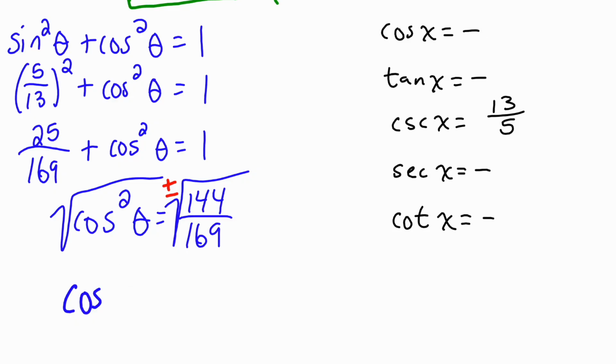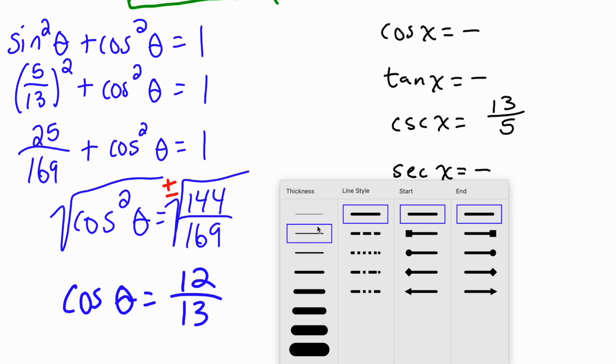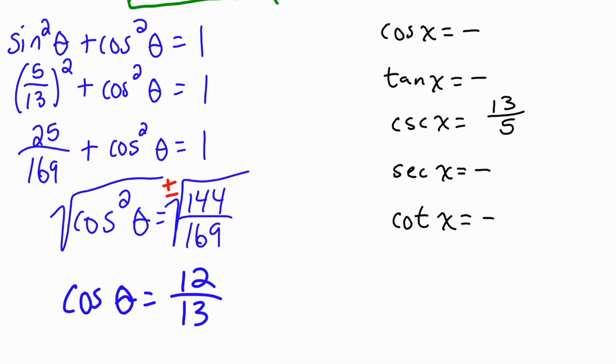I already did my square root, so cosine theta is equal to square root of 144 is 12, square root of 169 is 13. So that just gave me 2 pieces of information. That gave me, first of all, that cosine was negative 12 over 13, and negative, that should be a negative there. It also tells me that secant is the reciprocal, so that's 13 over 12. Okay, so we know those 2 pieces of information.